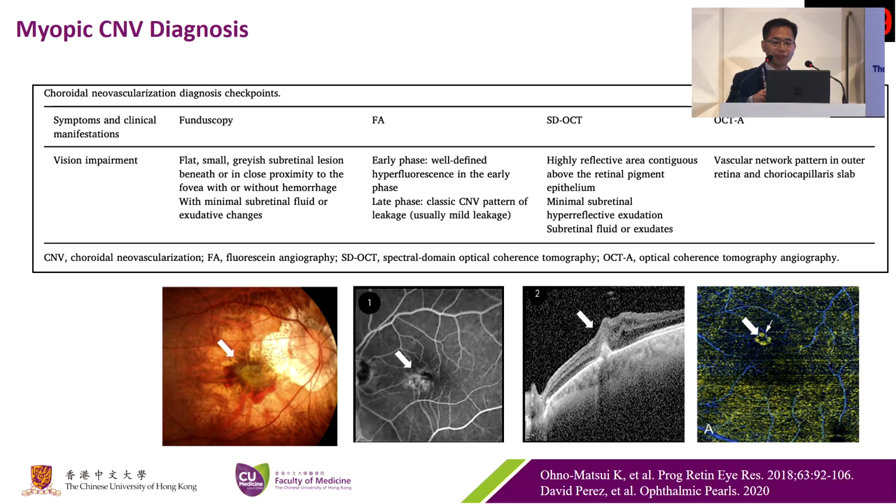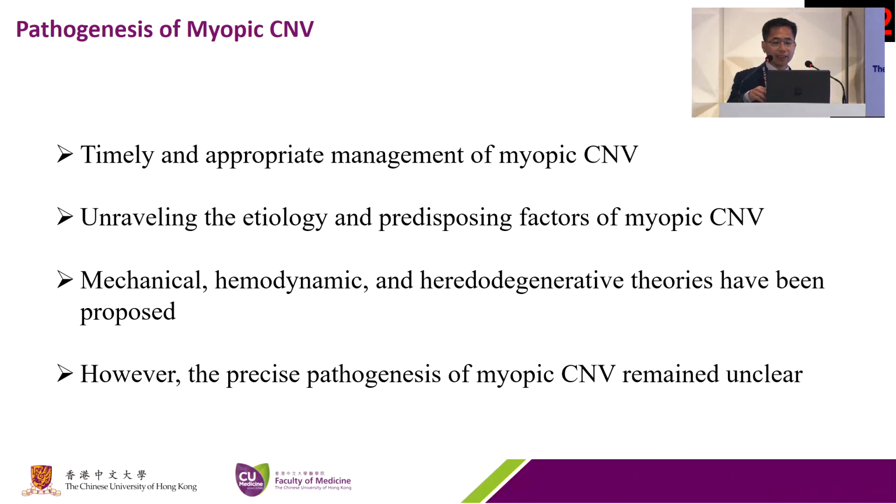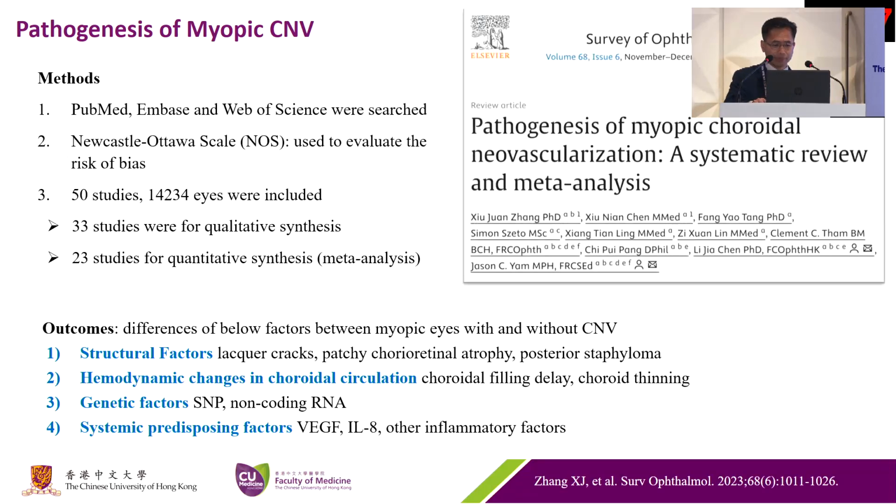Myopic CNV diagnosis could be by symptoms, by fundoscopy, fluorescein angiography, OCT, and OCTA. Timely and appropriate management of myopic CNV is very crucial, and unraveling the etiology and predisposing factors for myopic CNV is also important to develop precautionary measures and propose treatment options. Mechanical, hemodynamic, and heredodegenerative theories have been proposed. However, the precise pathogenesis of myopic CNV remains unclear.